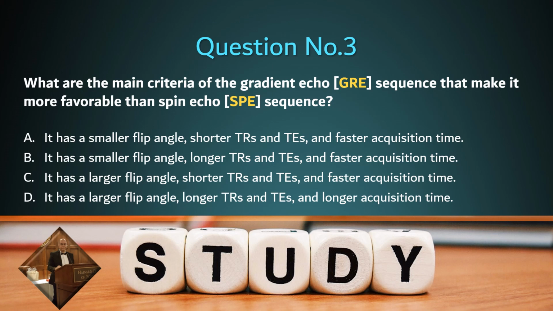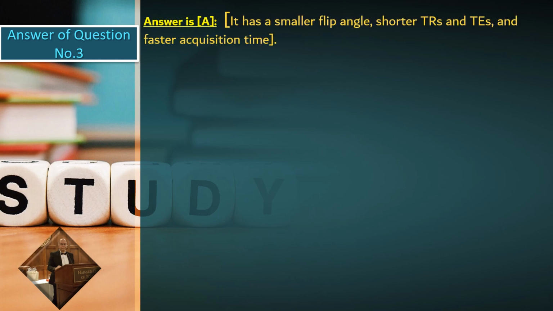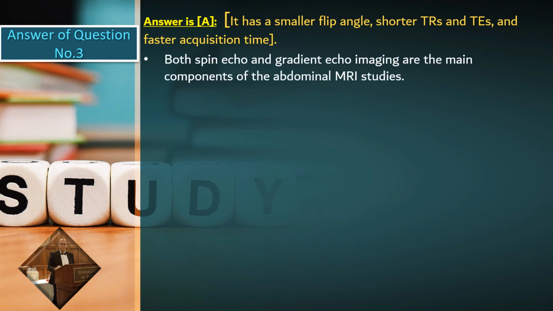Question number 3. What are the main criteria of the spoiled gradient echo sequence that make it more favorable than a spin echo sequence? Please choose the right answer. The answer to this question is choice A. It has a smaller flip angle, shorter repetition time, and shorter echo time, and this makes it have a faster acquisition time.